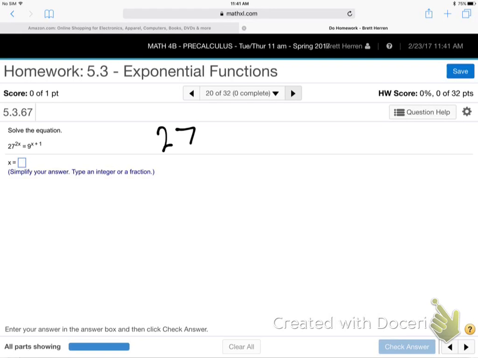So try that one. 27 to the 2x is 9 to the x plus 1. So you know the deal. Make the bases the same. See how they're giving you nice numbers to do that? They're contriving these problems so we can do this technique. Within the hour, we'll get to one where you can't do this technique. All right, make the bases the same there.